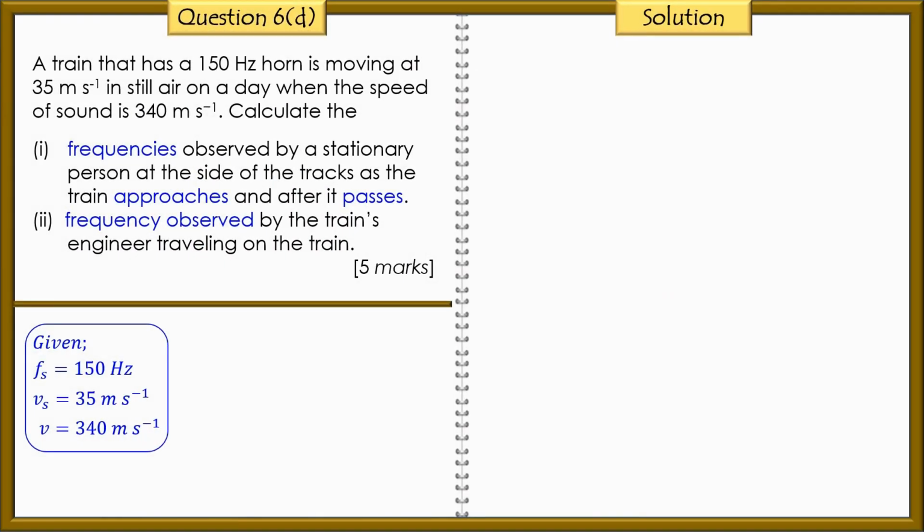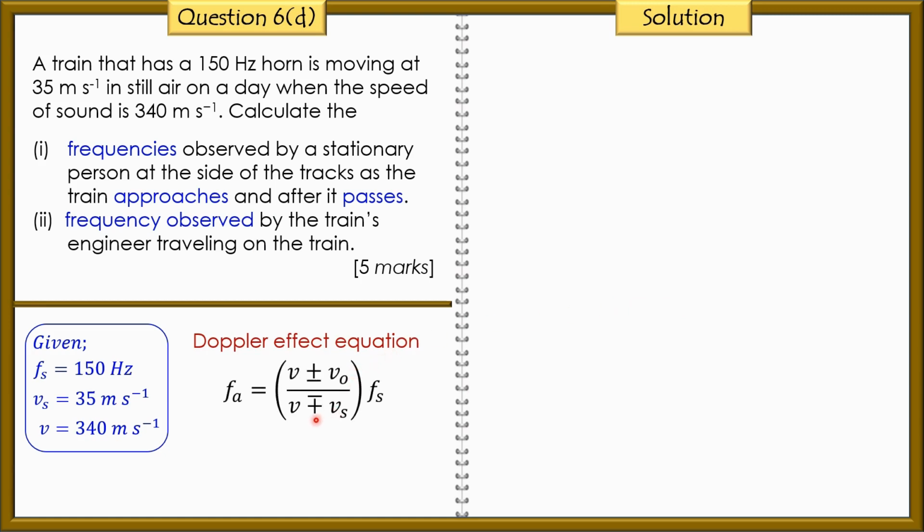Question 6D. A train that has a 150 Hz horn is moving at 35 meter per second in still air on a day when the speed of sound is 340 meter per second. You need to calculate the frequencies observed by a stationary person at the side of the track as the train approaches and after it passes. So in this case, we will refer to the Doppler effect equation, as shown.